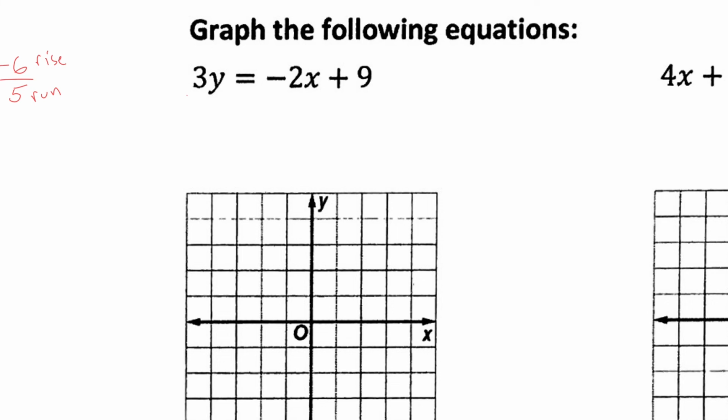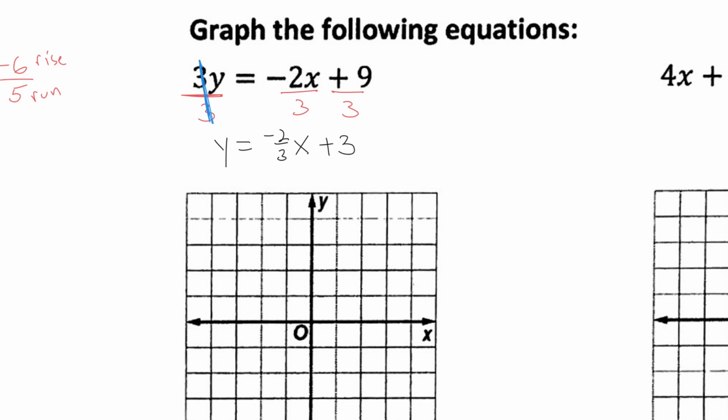So I am going to divide by 3 to get y by itself, and whatever you do to one side, you do it to the other side. So this turns into 1. Y equals this fraction, -2/3. You cannot reduce, so you keep it as -2/3 x. And 9 divided by 3, yes, you can reduce. 9 divided by 3 is 3.